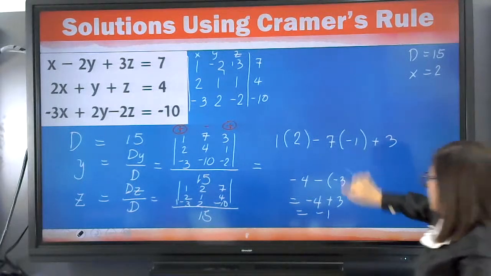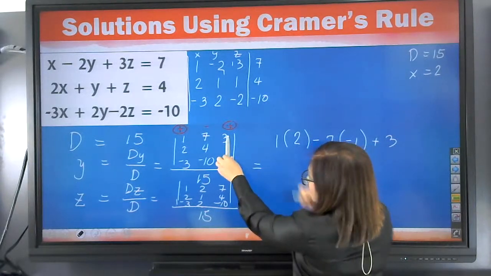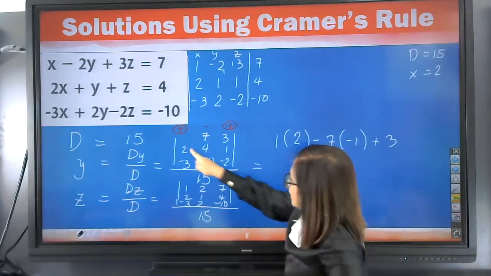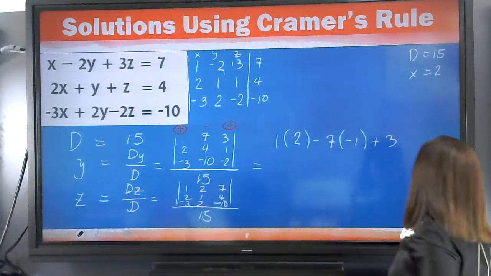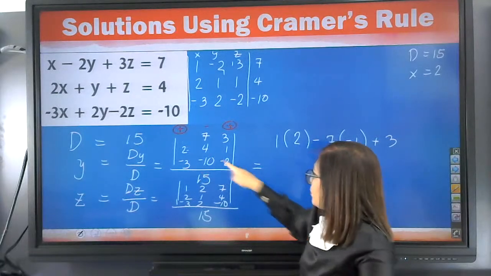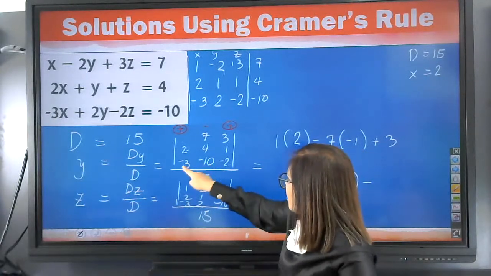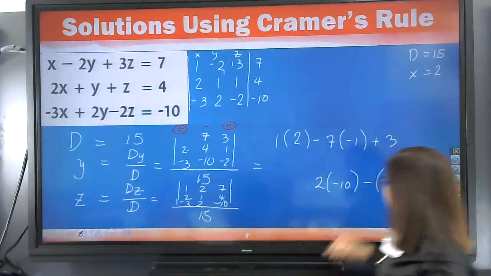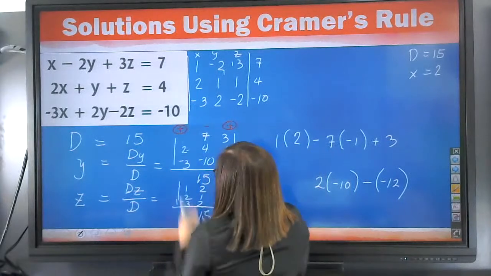Then plus 3. When you have plus 3, this 3 belongs to this column and this row. Do not get these numbers. What is left is this: 2 times negative 10, arrow down, minus arrow up, negative 3 times 4, which is negative 12. Again, 3 is here and 3 is here.